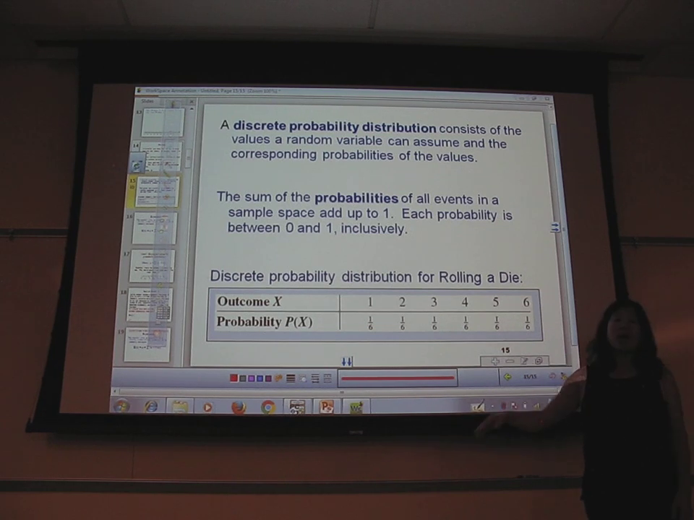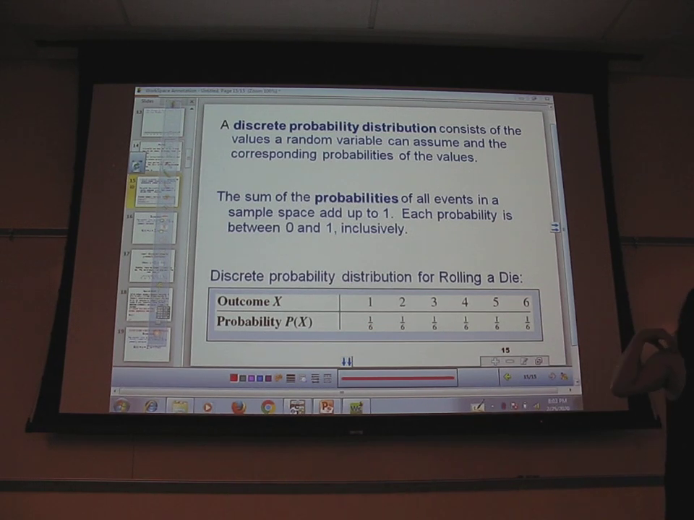All these probabilities had darn well better add up to what? 1 or 100%. Also, every probability should be between 0 and what? 0 and 1. 0% and 100%, always.